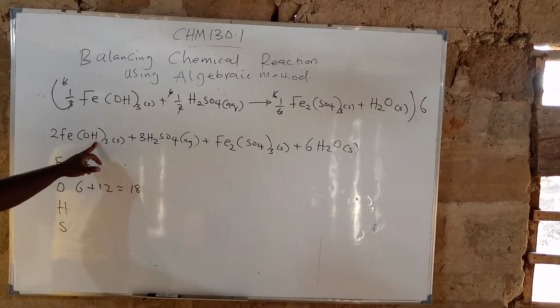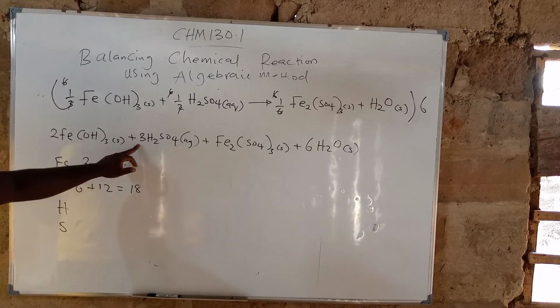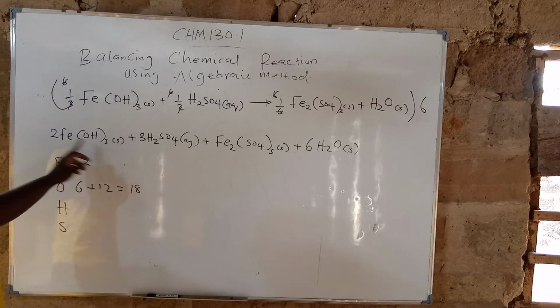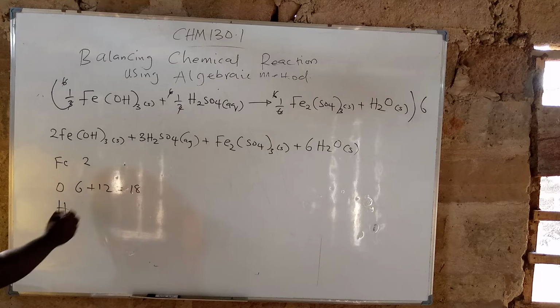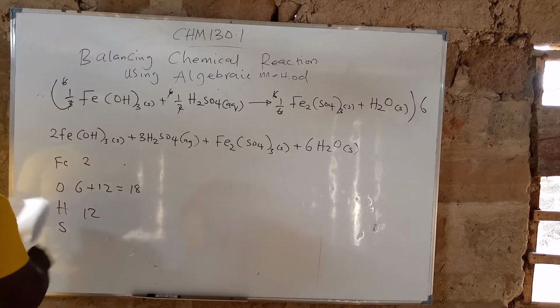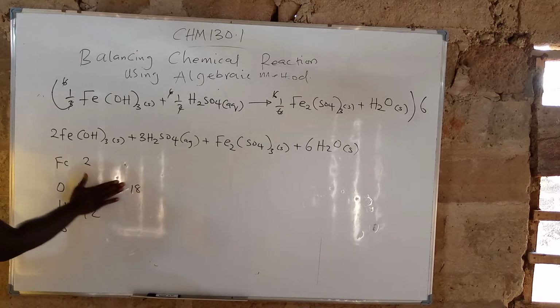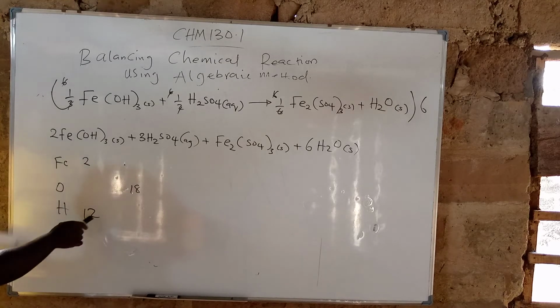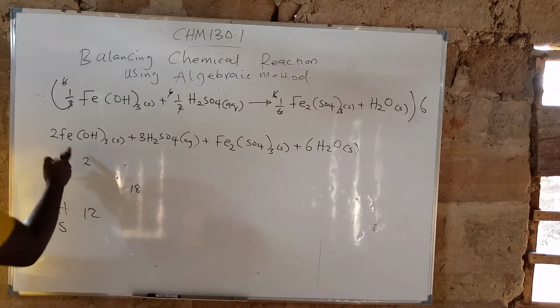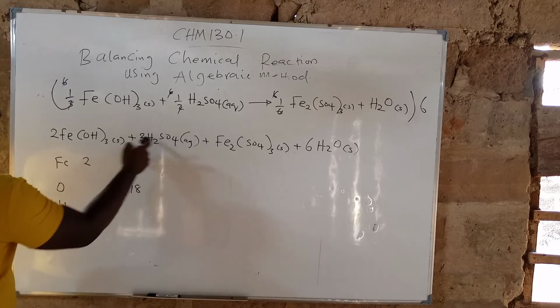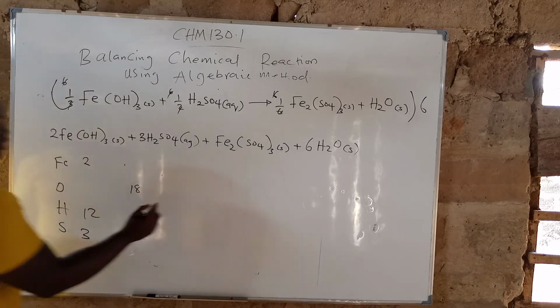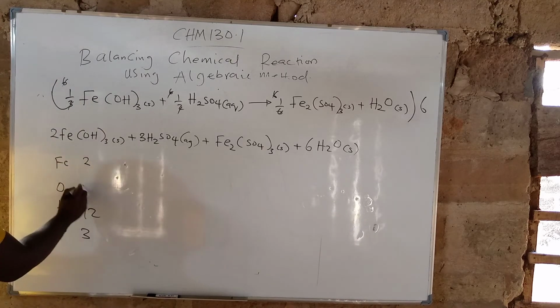Hydrogen is 3 here, times 2 gives 6 hydrogen here. We have 6 here plus this, so hydrogen here is 12 total. Let me remove this so that some people will not be confused. Oxygen is 18, hydrogen here is 12, and sulfur here is just 1 times 3, which should give you 3.